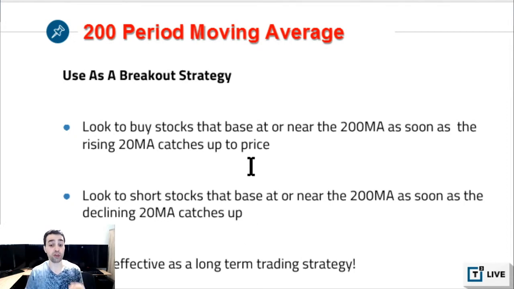Number 3, use it as a breakout strategy. Look to buy stocks that base at or near their 200 MA as soon as the rising 20 MA catches up and starts to curl up. When it starts to curl up, that's how you know momentum is picking up and the stock is about to break out. Look to short stocks that base at or near the 200 as soon as the declining 20 catches up. This strategy is very effective for long-term trading, for core trading.